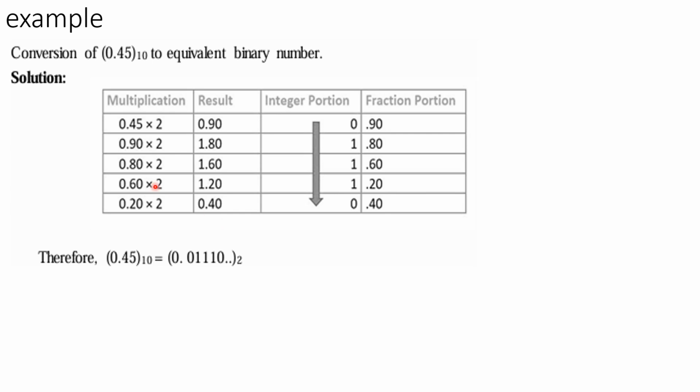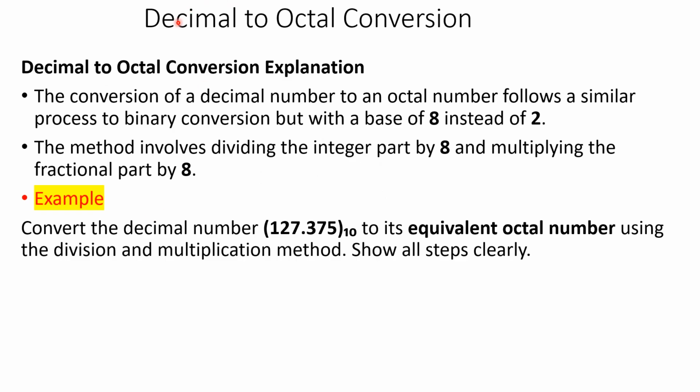In the previous example, we've seen the decimal to binary conversion. Now we will see the decimal to octal conversion. It is the same as in the previous binary conversion, but the only difference is that we have to do the multiplication and division with 8. For the fractional part, we will do the multiplication with 8, and for the integer part, we will do the division with 8. We will see an example in the next slide.